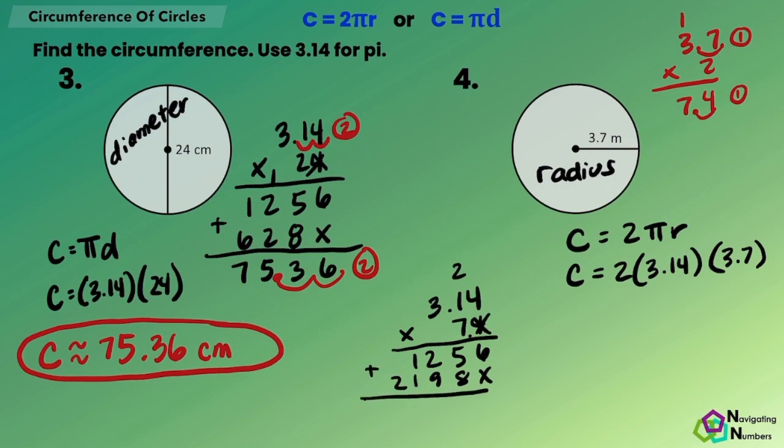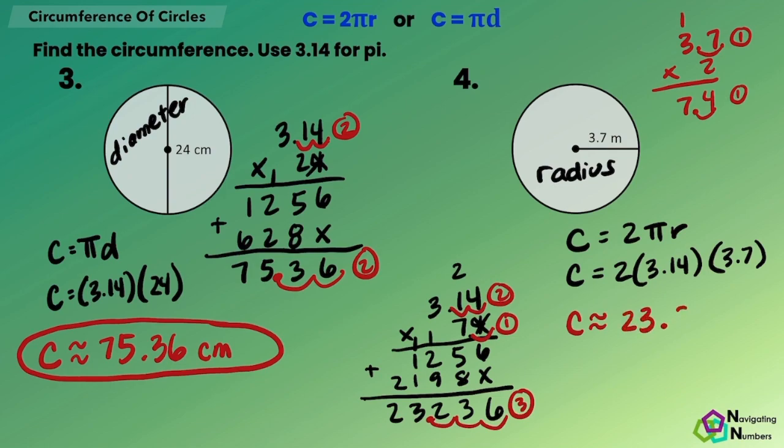Add them up. We have 6 plus 0, 6. 8 plus 5 is 13. Carry the 1. 9 plus 2 is 11, plus 1 is 12. Carry the 1. 1 plus 1 plus 1 is 3. And 2 plus 0 is 2. Last, we have 2. Include our decimal places, 2 and 1. 3 decimal places, 1, 2, 3. So for this one, we also have to round. So the circumference is approximately 23.24 meters.